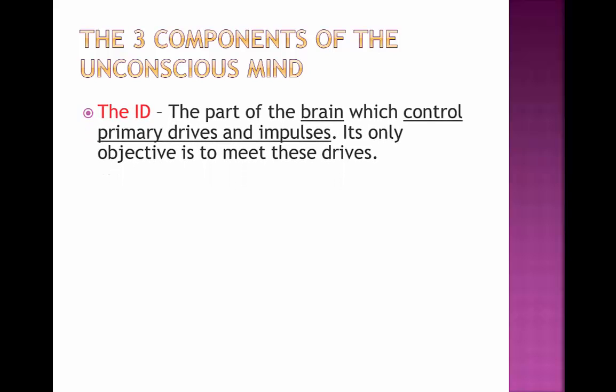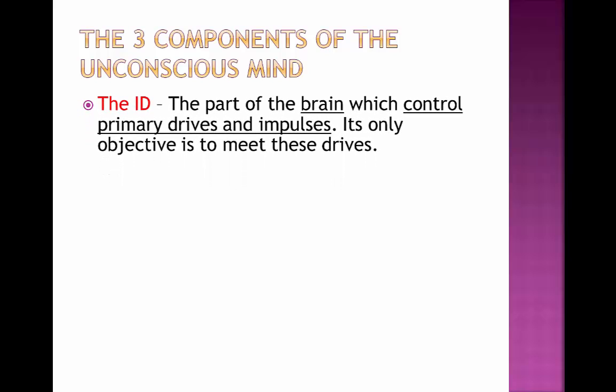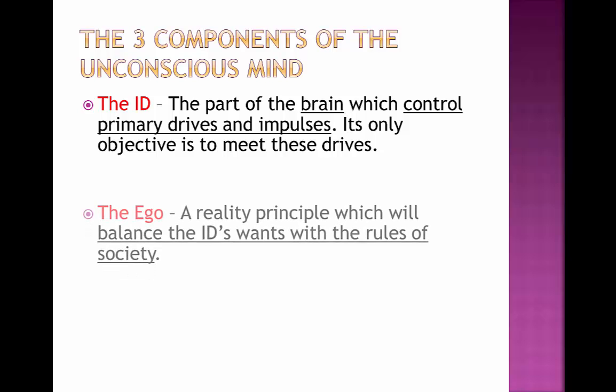So, what are the three main components? The first component is the ID. Now, this is the part of the brain which is going to control the primary drives and impulses. Its only objective is to meet these drives, so it pretty much sets out for the person to meet any drive and impulse which they may exhibit. For example, the drive to eat or the drive to reproduce.